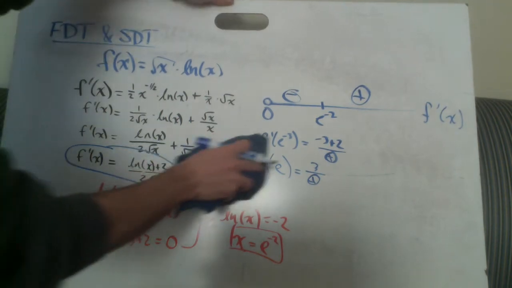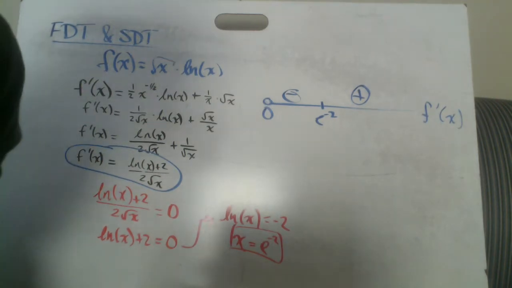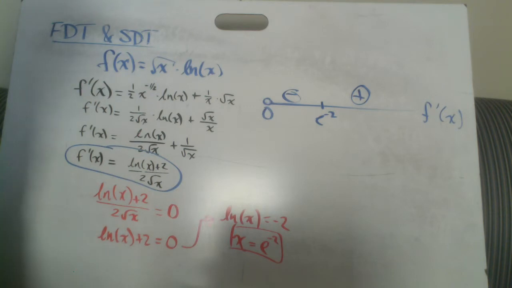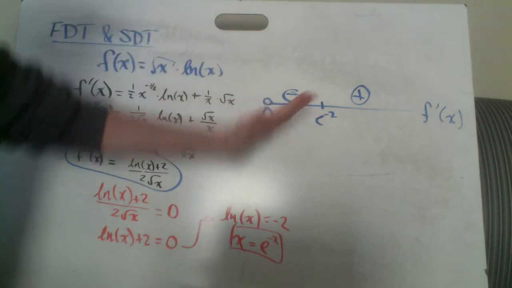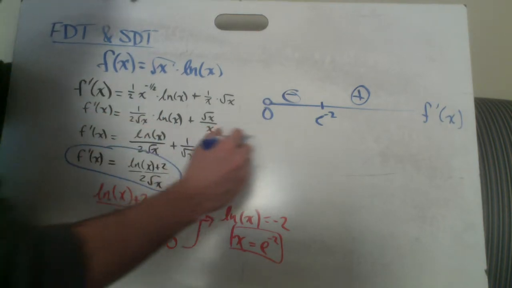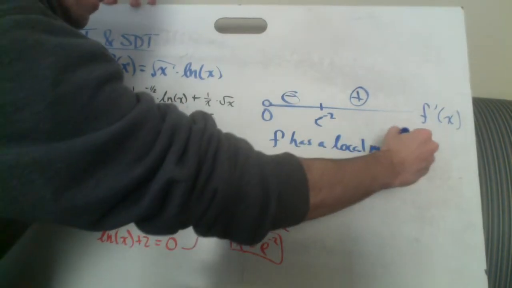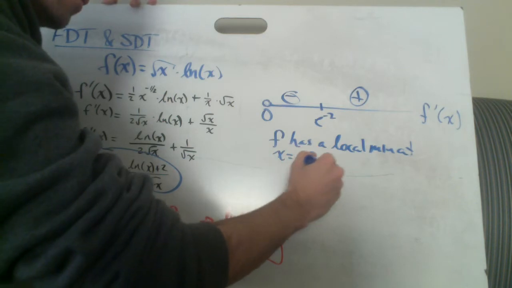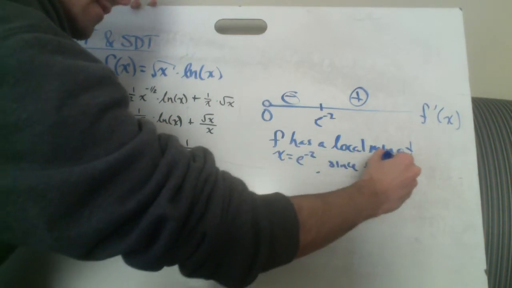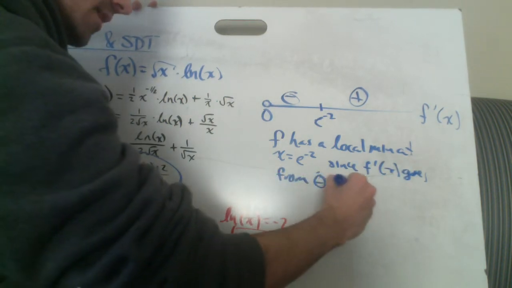So my conclusion is that f prime changes sign from negative to positive at x equals e to the negative second power. This means that I definitely have a local extrema, and because it goes from negative to positive right there, it has to be a local minimum. So f has a local min at x equals e to the negative 2, since f prime of x goes from negative to positive.